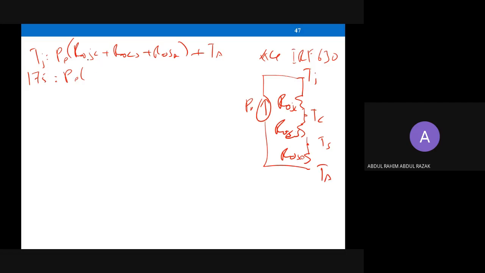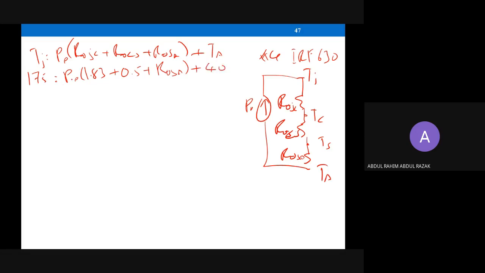Because we are going to use a heatsink, we are not going to use R thermal JA. So we use R thermal JC, because we are conducting the heat from junction to case to heatsink, heatsink to ambient. Look at the datasheet, page number 2. R thermal JC is 1.83. R thermal CS is also mentioned inside the datasheet, 0.5. R thermal SA is the heatsink value that we need to find out, and this is the unknown for the time being. T ambient is 40 degrees C.